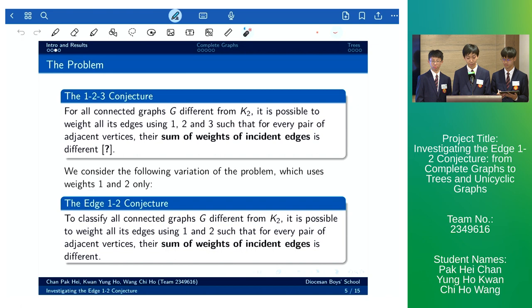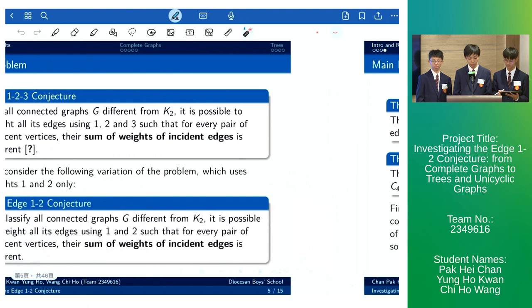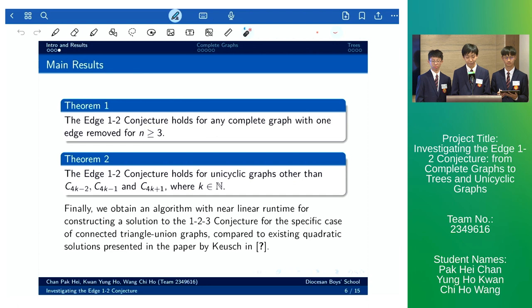We will build upon his results in two directions. Firstly, we will strengthen the condition to only allow weights 1 and 2, hereafter referred to as the edge 1-2 conjecture. We prove that the edge 1-2 conjecture holds for most unicyclic graphs. Secondly, we will provide a near-linear runtime algorithm for constructing a solution to the 1-2-3 conjecture.